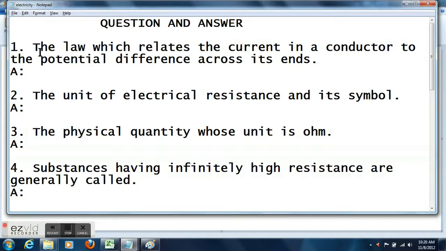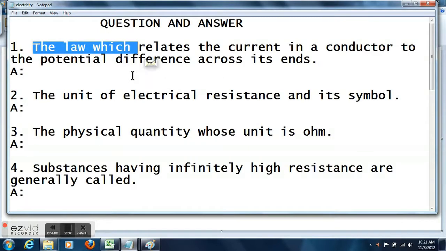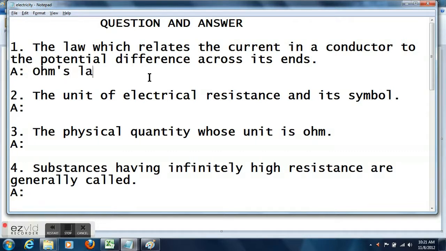The answer to the first question, the law which relates the current in a conductor to the potential difference across its ends. That law is called Ohm's law. We're talking about current flow and potential difference. Current flow is I, potential difference is V, and this law is Ohm's law, which is V equal to I into R. The mathematical representation of the law is V equal to I multiplied by R. You have to write only Ohm's law, that's all.